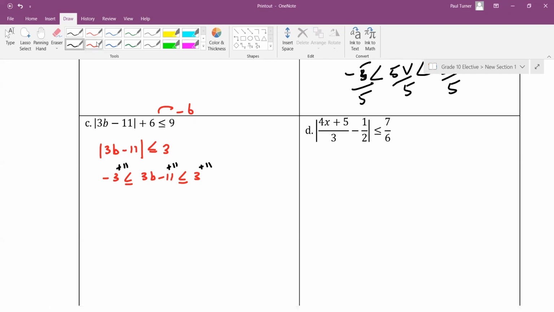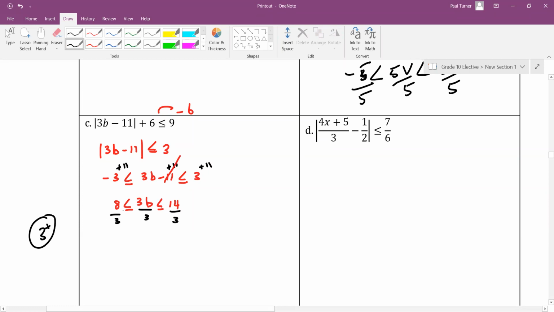Like that. So then you're going to get 8 less than or equal to 3b. That will cancel. 11 plus 3 is 14. All right. And then now we've got a 3 in the middle, which we need to divide by. Don't change the direction of the sign because 3 is positive. So keep it as a less than or equal to sign.